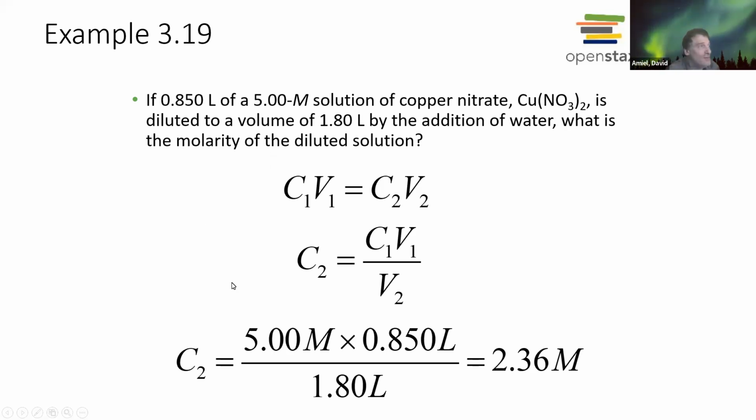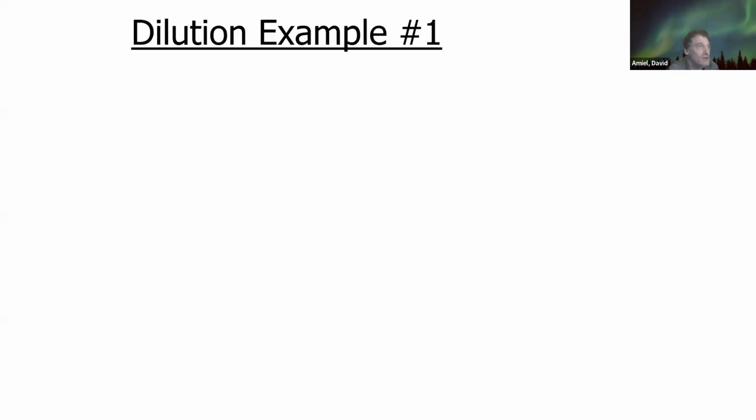Then you fit the numbers into the equation that you have generated. You can do the units, you should. You can still cross off units here to make sure that your liters do cancel and that you're left with units of concentration, which is moles per liter. So that's a very nice example of how to use the dilution equation.